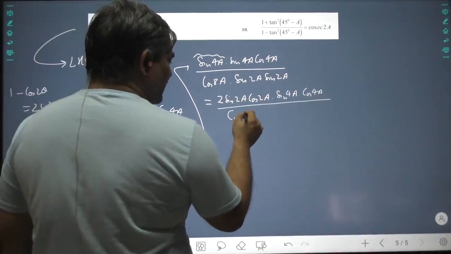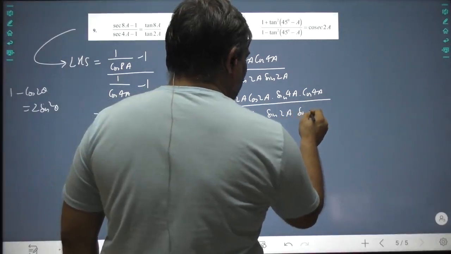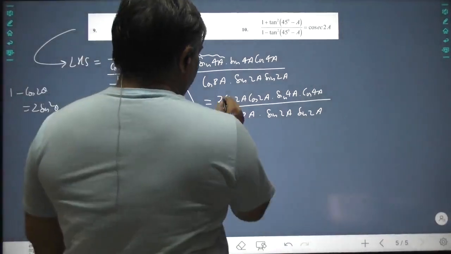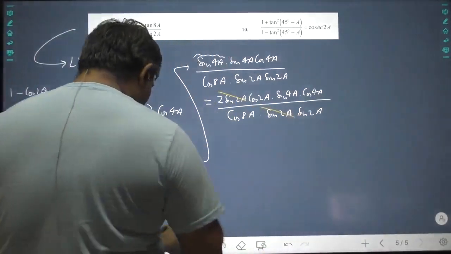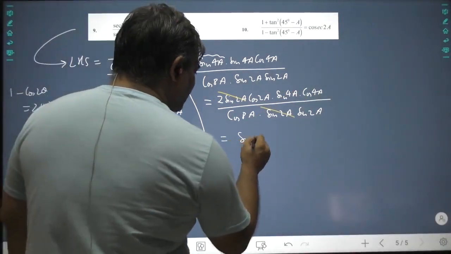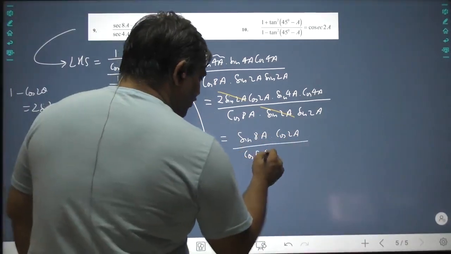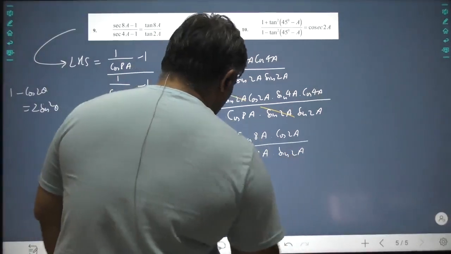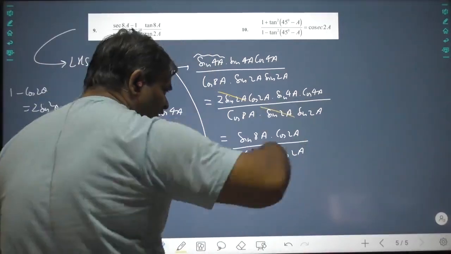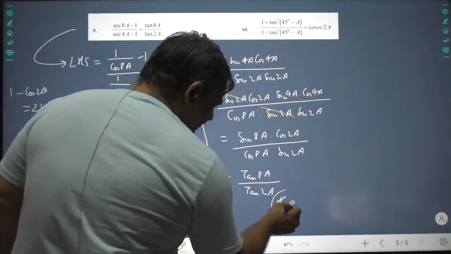Why are they twinkling? Because they are probably seeing the answer. Let us see whether the twinkling is right or wrong. So 1 sine 2a gets cancelled. Now let us combine the things. 2 sine 4a cos 4a is sine 8a, and here we have cos 8a. Sine 8a upon cos 8a becomes tan 8a, and sine 2a upon cos 2a becomes tan 2a. Hence proved.